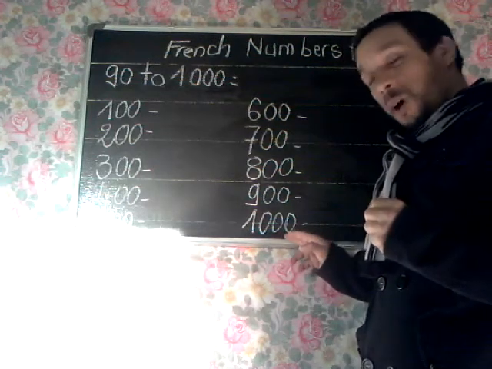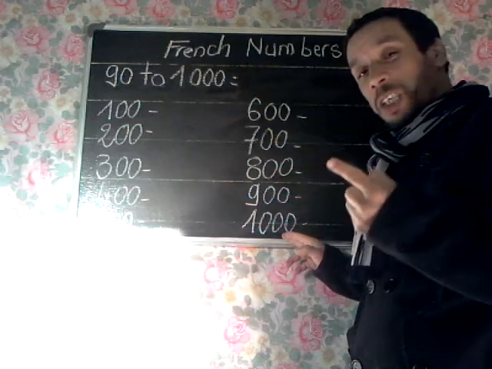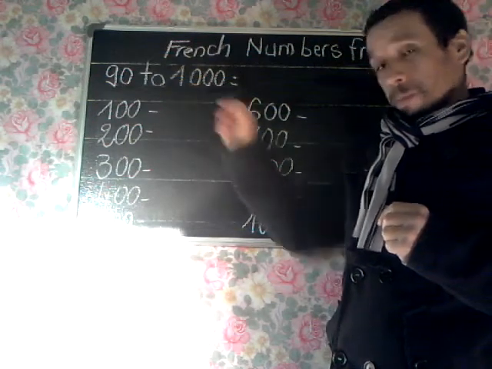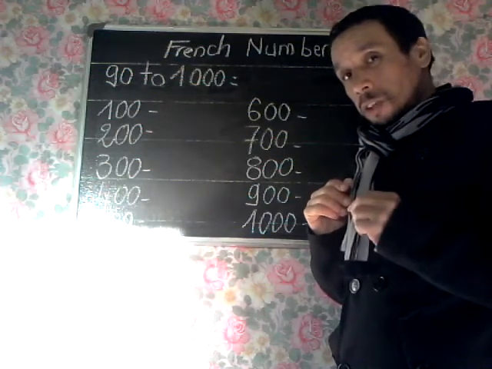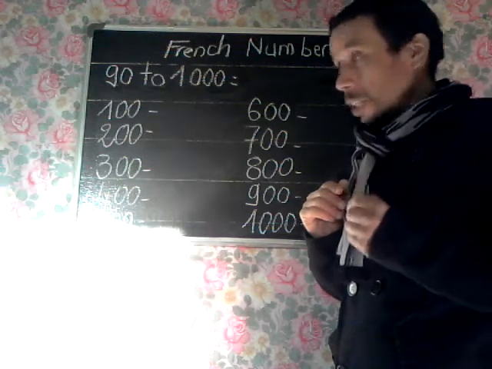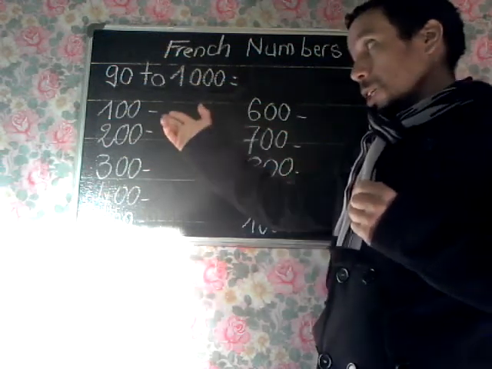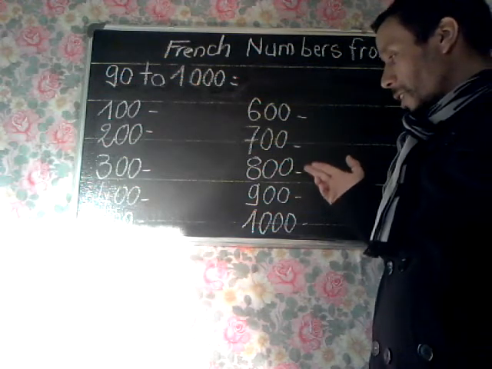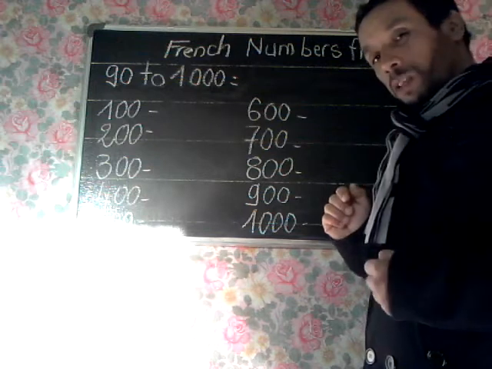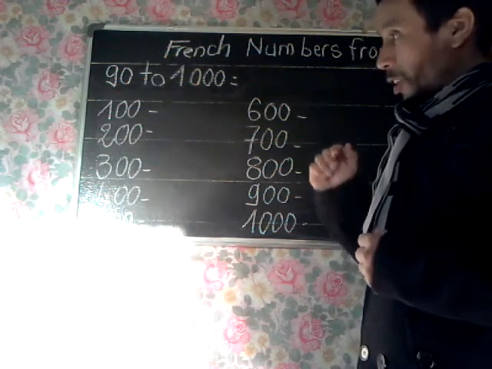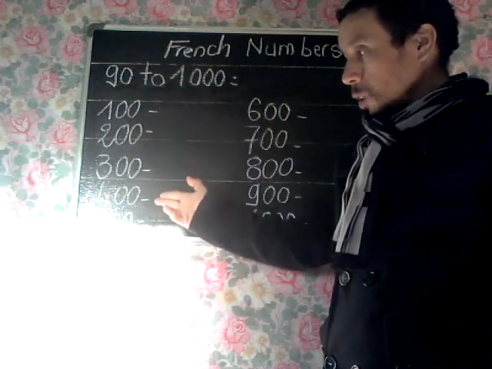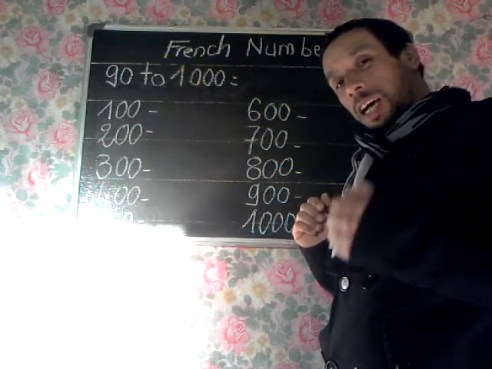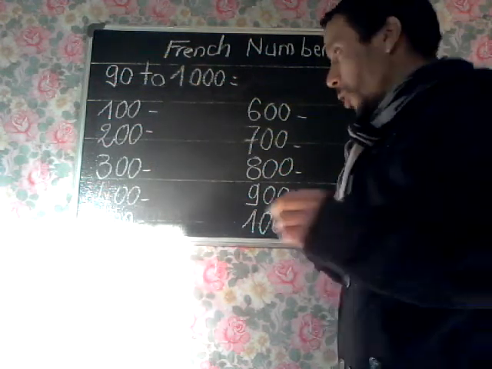Yes, my beholders, we arrived to our goal of today, which is to arrive to 1000, from 90 to 1000. Now I pronounce them as normal French numbers: 100, 200, 300, 400, 500, 600, 700, 800, 900, 1000. I repeat, vocalizing them as normal numbers. Now, as before, I will write them in French letters.